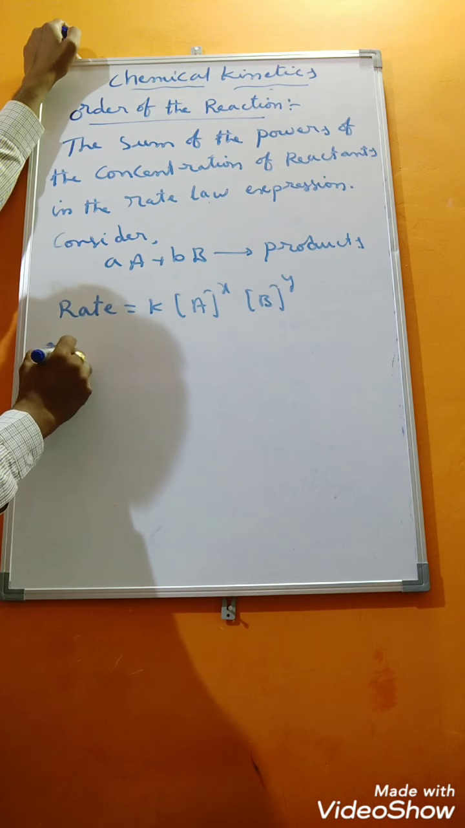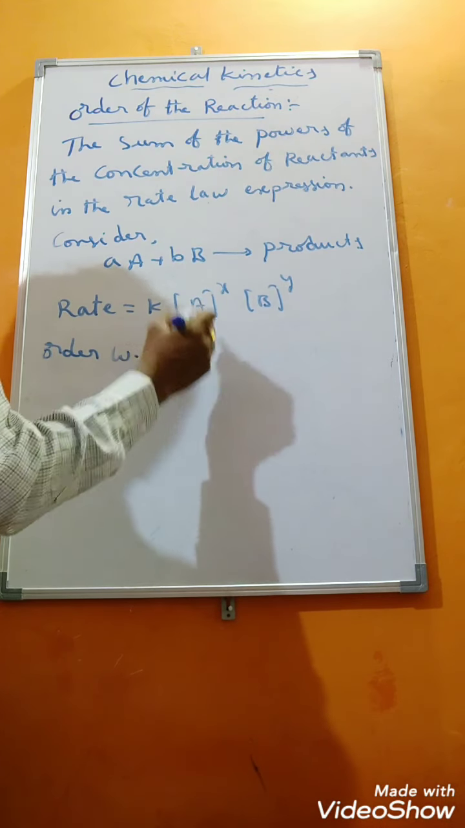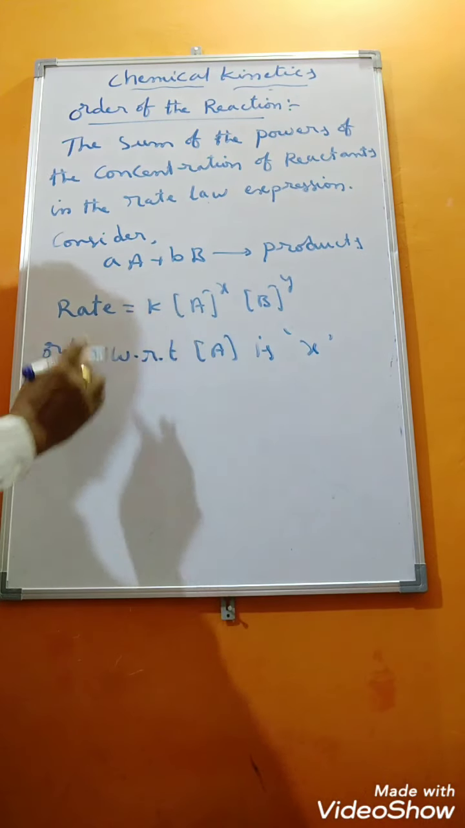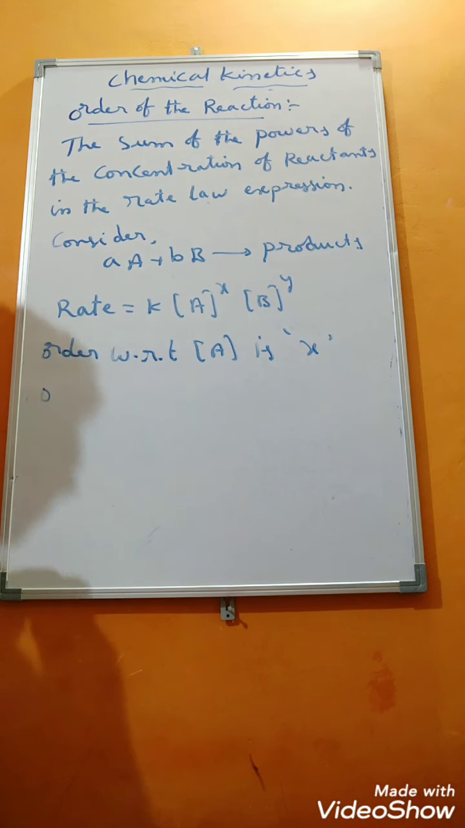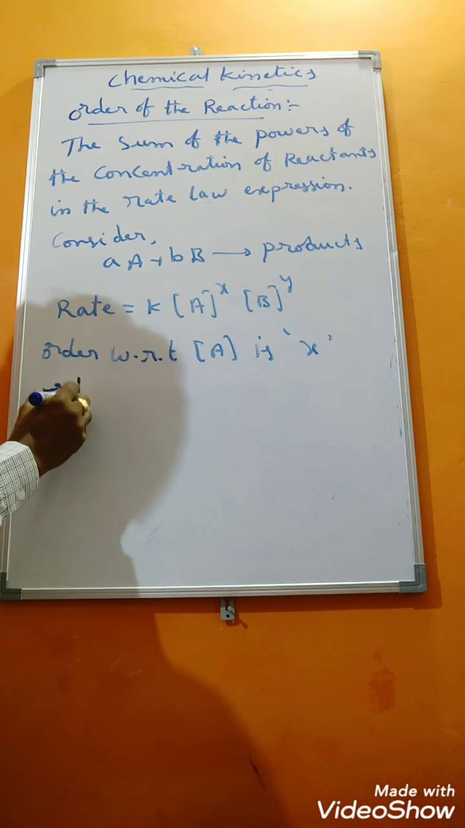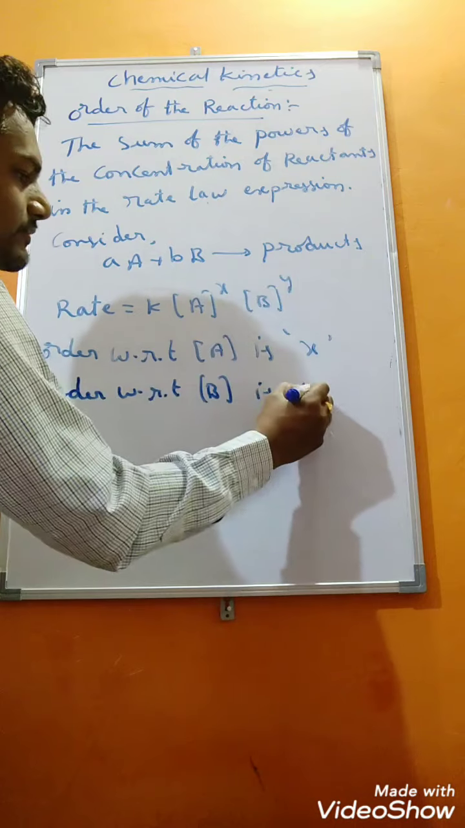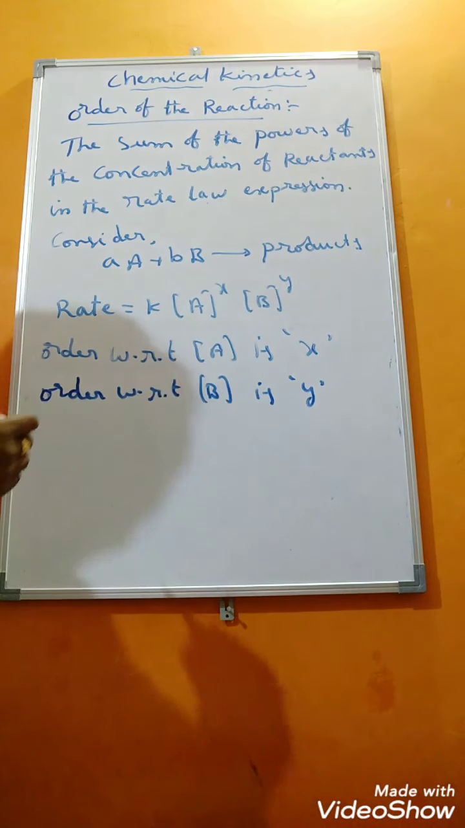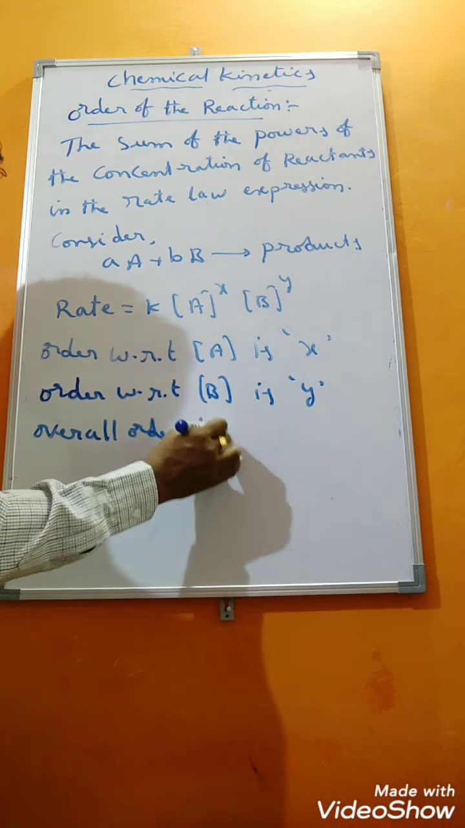Order with respect to A is how much? A is x, right students? Order means power value, right? So order with respect to B, what is it also we will see, students. Order with respect to B is how much? y. Order with respect to A is x, order with respect to B is y. Then what is the overall order of the reaction?